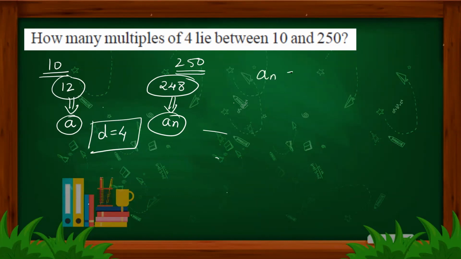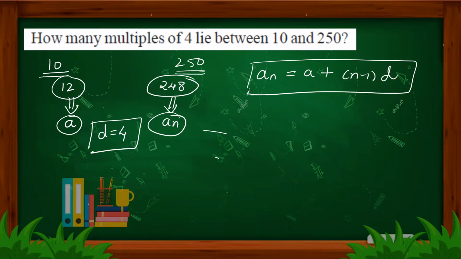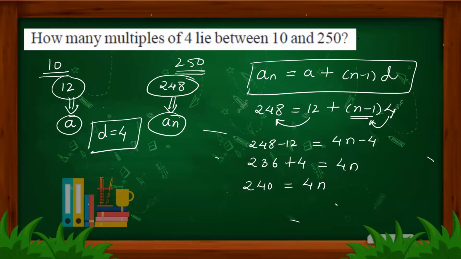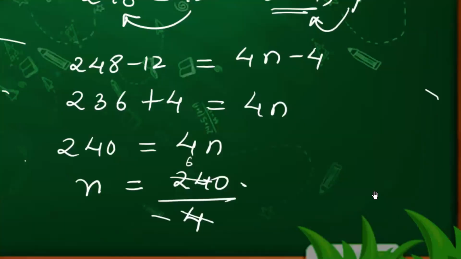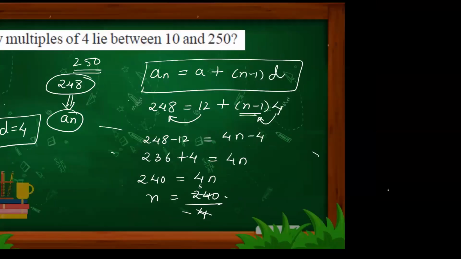So now let's write down the formula: A plus N minus 1 into D. Box it. Put in the values. So 248 is equal to, what is A? 12 plus N minus 1 into 4. Now let us try to solve this and find the value of N. N is equal to 240 divided by 4. Therefore, N is equal to 60.